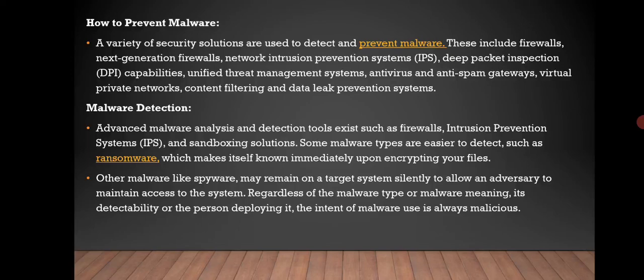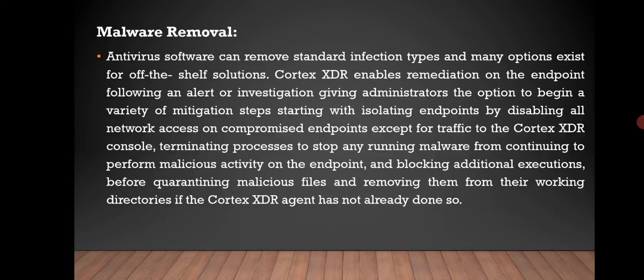Malware detection. Advanced malware analysis and detection tools exist, such as firewalls, intrusion prevention systems, and sandboxing solutions. Some malware types are easier to detect, such as ransomware, which makes itself known immediately upon encrypting your files. Other malware like spyware may remain on a target system silently to allow an adversary to maintain access to the system. Regardless of the malware type or malware meaning, its detectability or the person deploying it, the intent of malware use is always malicious.